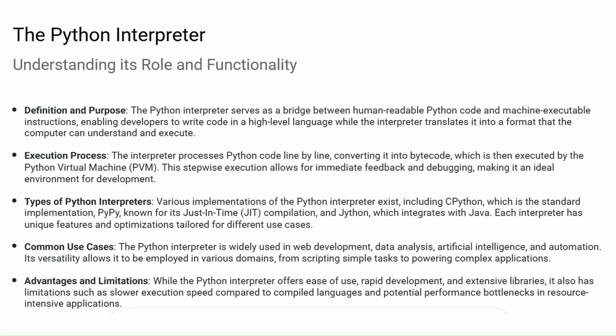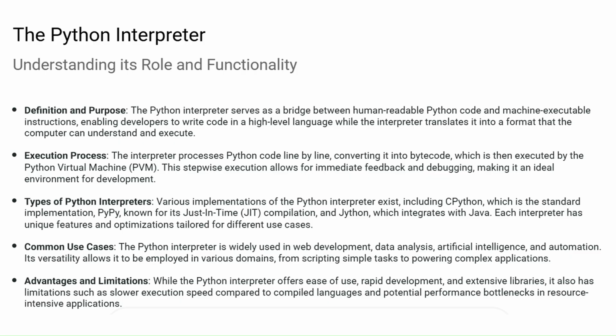Now, the interpreter is utilized across various domains, including web development and data science, due to its flexibility and the rich ecosystem of libraries available. However, it is essential to recognize both the advantages, such as rapid prototyping and ease of debugging, and the limitations, including slower execution speed compared to compiled languages, when choosing to use the Python interpreter for a project. So, this is basically a high level definition of the Python interpreter.